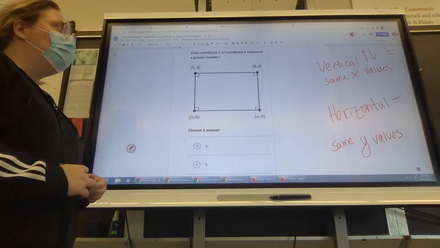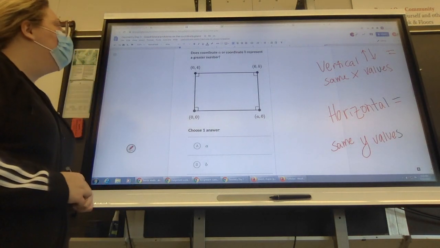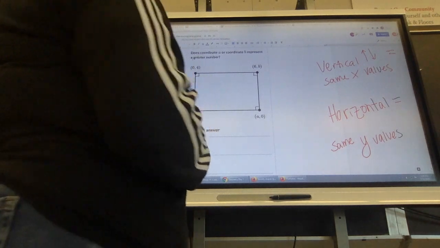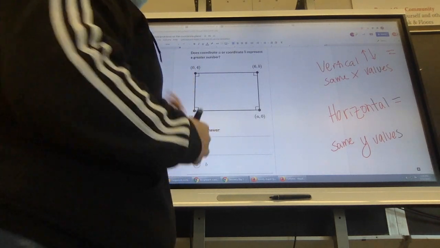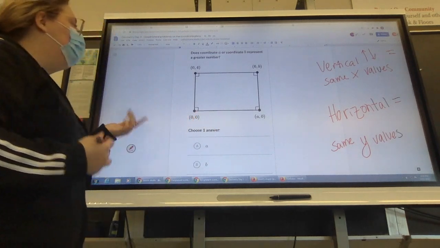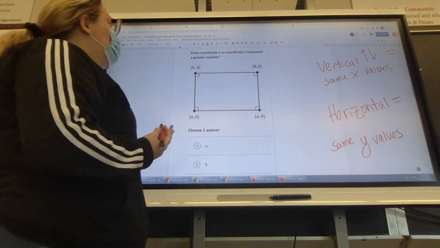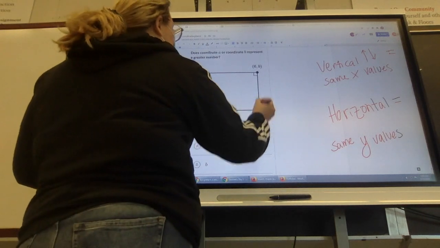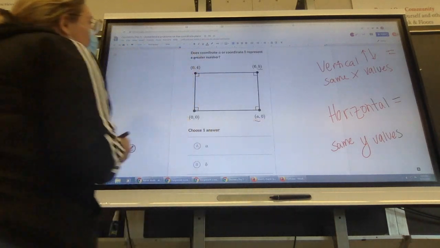Okay guys, so I'm going to show you today how we are going to look at quadrilateral problems on the coordinate plane. So the first thing that I'm going to do when I see this problem, well, of course I'm going to read it. Does coordinate A or coordinate B represent a greater number? So I see A is here and B is here.